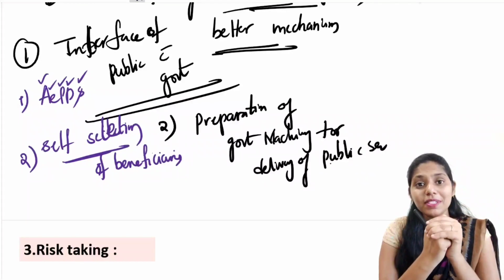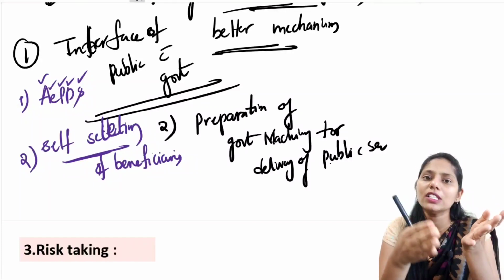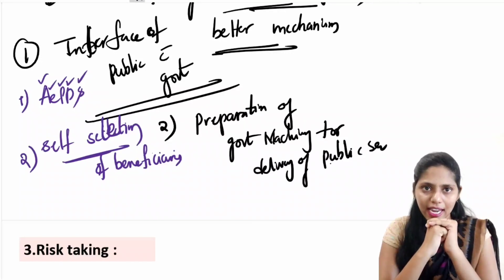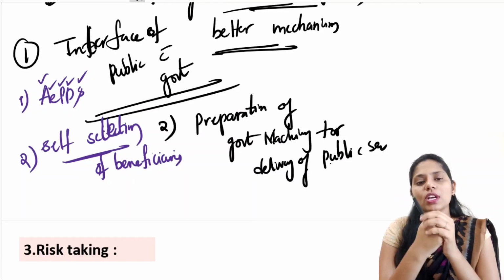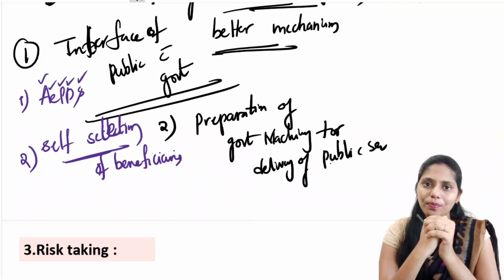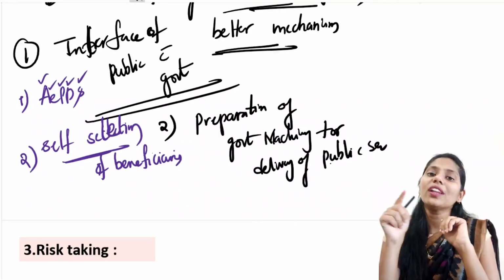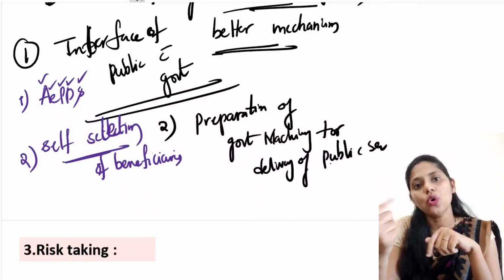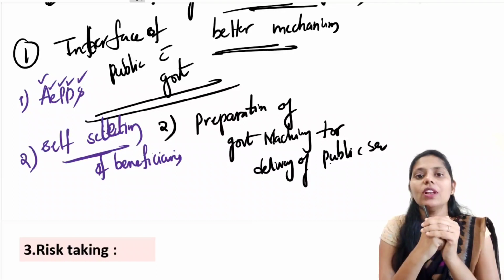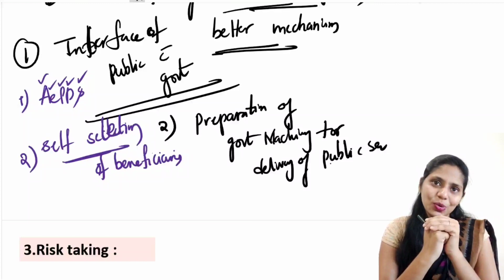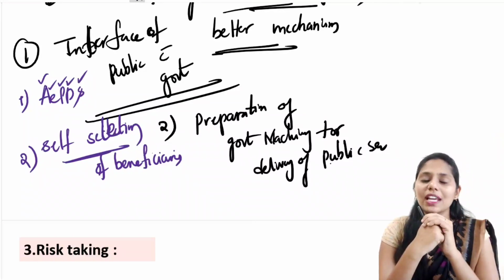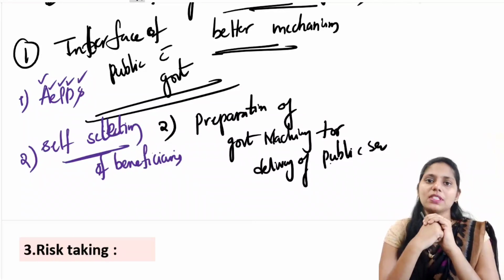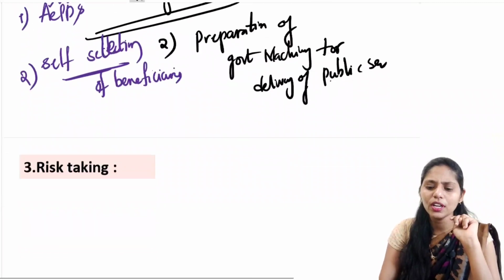If you are talking about the MGNREGA scheme, that is Mahatma Gandhi National Rural Employment Guarantee Act, in that scheme the wages are very low. Because of this, the people who are in dire need will only go voluntarily for enrolling in this scheme. So we need to come up with such types of self-selection schemes. So this is the second important one.